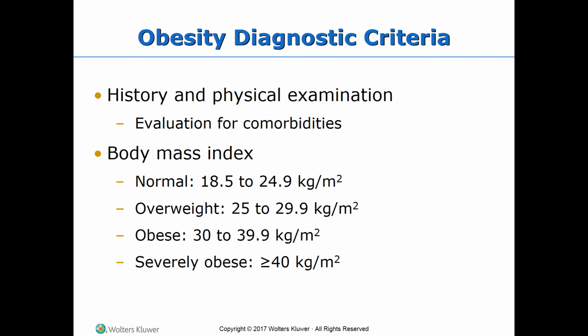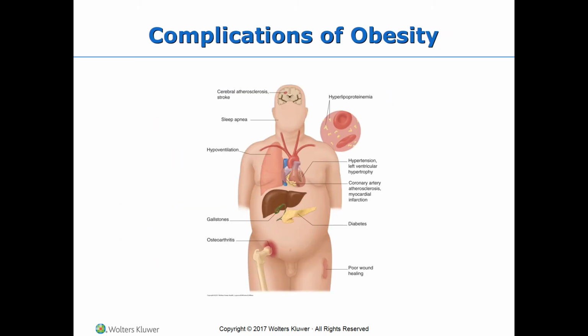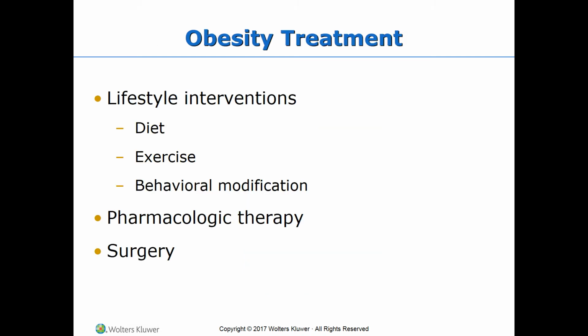Diagnosis is through history and physical examination. So you have to calculate the BMI. Basically, you divide the weight by the height squared in metric units, and then you classify the obesity according to the graph that we already saw. So these are the comorbidities that I already mentioned.